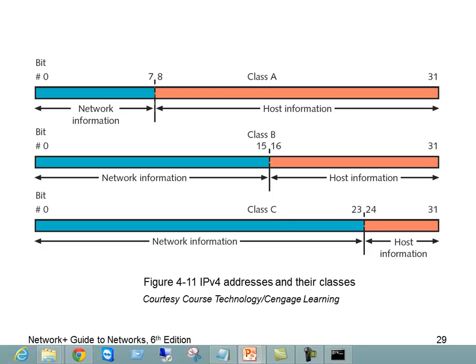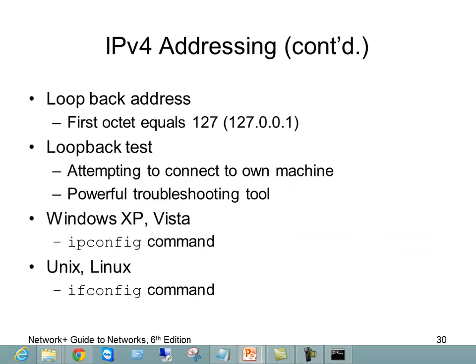So here we're showing that. A Class A address, the network information is in the first octet. A Class B, it's in the first 2, and a Class C, it's in the first 3. So here's our special address we were talking about, the loopback, 127.0.0.1. And that should always return a valid ping if you ping it.